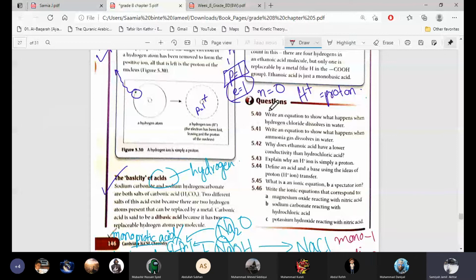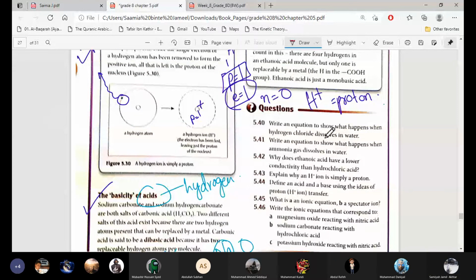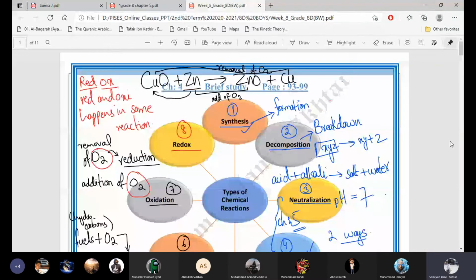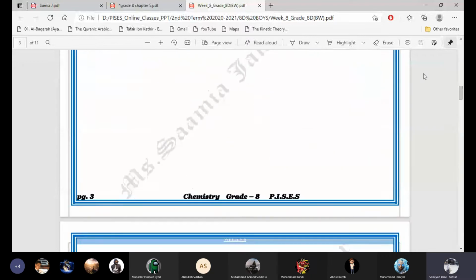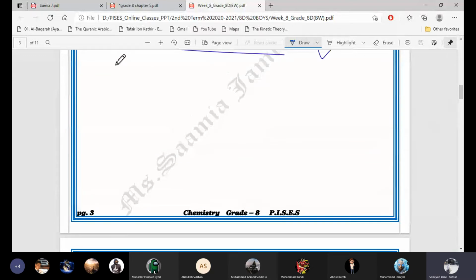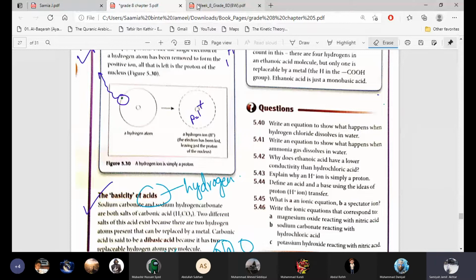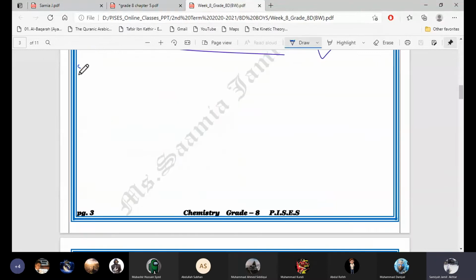Let's see these questions and try to do some of them. First question is, write an equation to show what happens when hydrogen chloride dissolves in water. Okay, so when hydrogen chloride dissolves in water, what happens? Let me write it here on the new board. Can you see this whiteboard? Yes, ma'am. Okay, so 5.41 is write an equation to show what happens when hydrogen chloride dissolves in water.